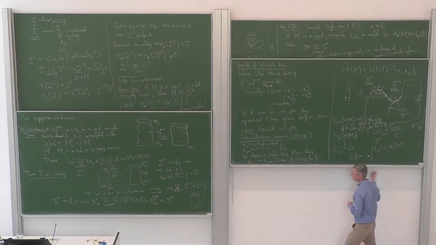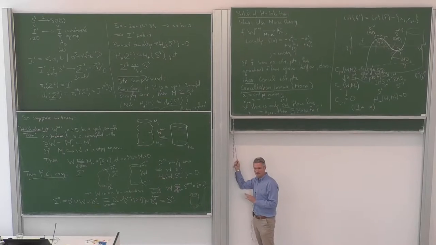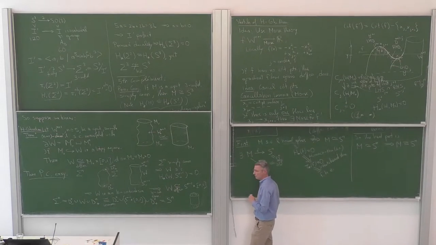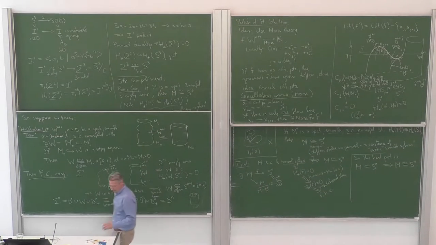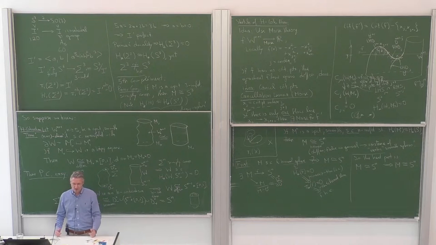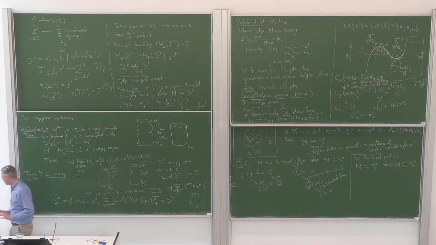So now we are almost finished. Well, there's one trick that I still have to tell you, and then we are finished. I haven't really used the dimension hypothesis, have I? I said n greater or equal to 5, but it seems to me this didn't really appear yet. So I still have to say something to make this into a full proof.